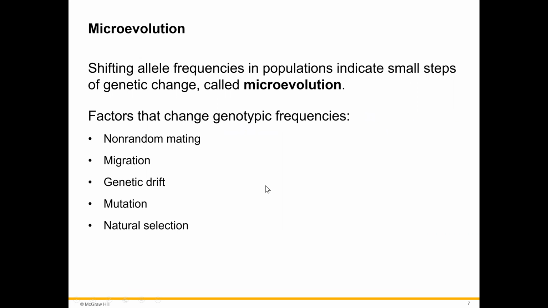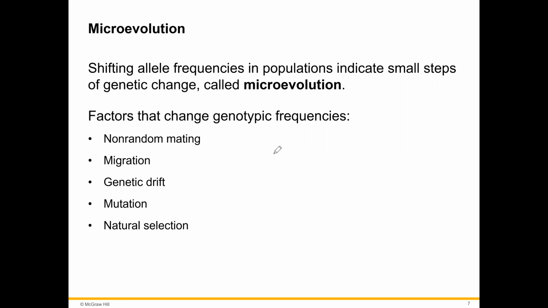Single allele frequencies in a population indicate a small step of genetic change called microevolution. So when allele frequencies change over time within the population, that's what's called microevolution. Factors that change genotypic frequencies include non-random mating, migration, genetic drift, mutation, and natural selection. So the definition for evolution in a genetic sense is just change in allele frequencies within a population over time.